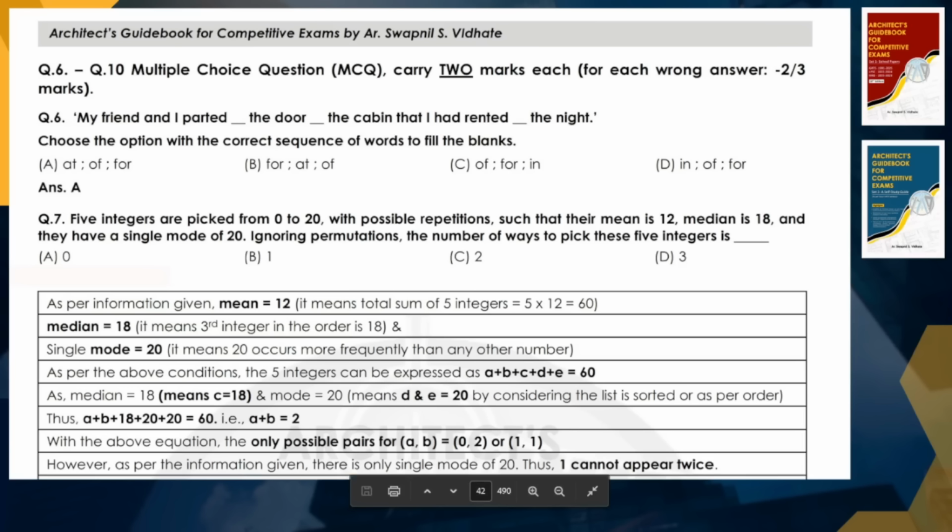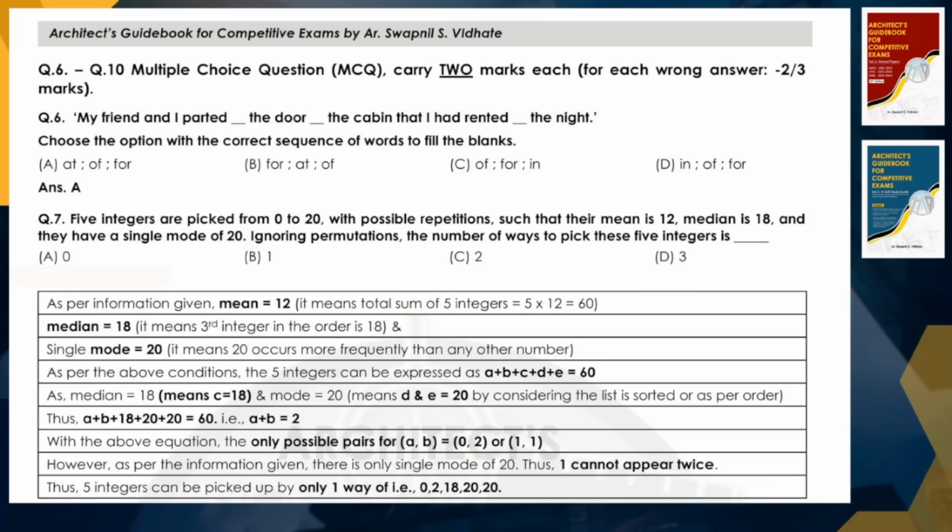1 cannot appear more than one time, right? Because there is a single mode of 20, the second possibility, that the values of a and b can be 1 and 1, is not possible. So definitely the values of a and b will be 0 and 2, right? So these five integers from 0 to 20 can be picked up only one way. And what is that? 0, 2, 18, 20 and 20, right? So for this question 7, option B was the correct one.